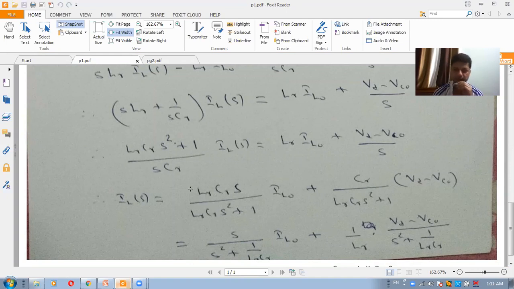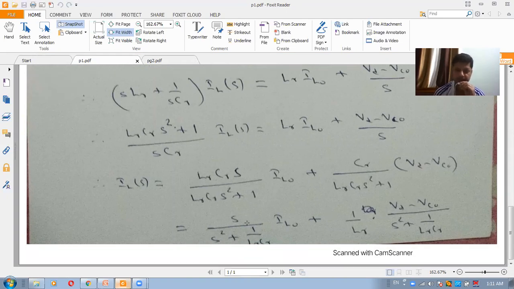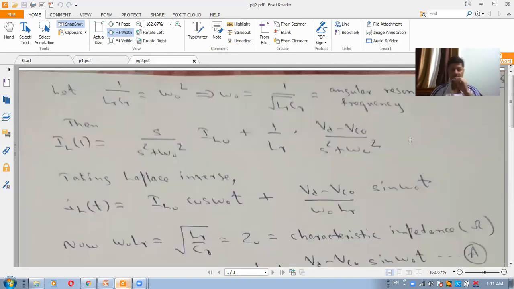If you divide both numerator and denominator of both these terms by LRCR, the equation that you get is S upon S squared plus 1 upon LRCR IL0 plus 1 by LR Vd minus Vc0 upon S squared plus 1 upon LRCR. So we can let 1 upon LRCR be equal to omega 0 squared, or omega 0 is equal to 1 upon under root of LRCR. That is called the angular resonant frequency. And then IL of S becomes equal to S upon S squared plus omega 0 squared IL0 plus 1 upon LR Vd minus Vc0 upon S squared plus omega 0 squared.